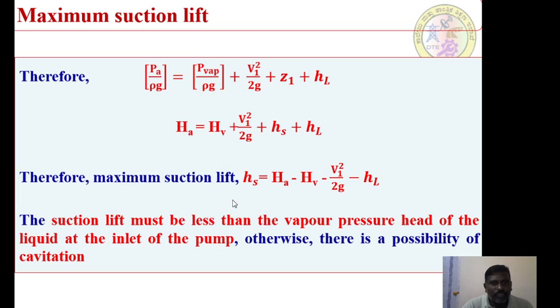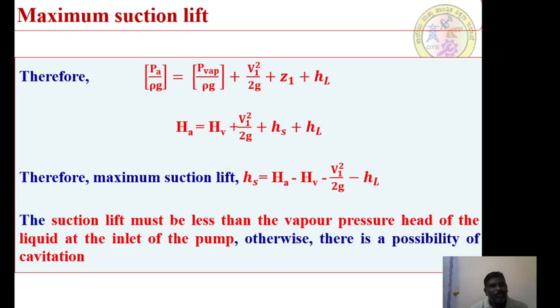Therefore, for maximum suction lift, HS is equal to HA minus HV minus V1 square by 2g minus HL. This is the standard expression for the maximum suction lift. Therefore, the suction lift must be limited by the vapor pressure head of the liquid at the inlet of the pump. Otherwise, there is a possibility of cavitation.